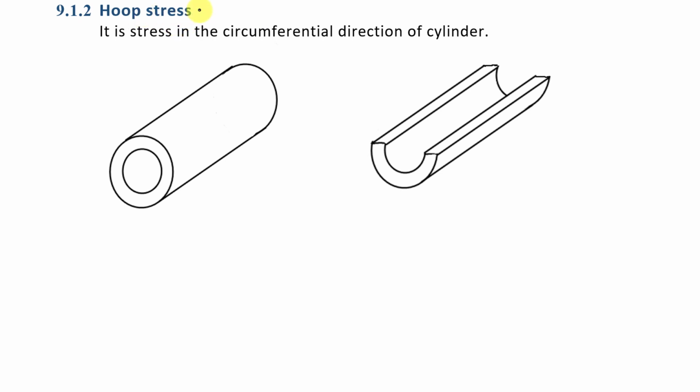Now we are going to discuss hoop stress. It is the stress in the circumferential direction of the cylinder. Means in this cylindrical pressure vessel, stress in the tangential direction is called hoop stress, and this stress is also called tangential stress or circumferential stress. Fine. Now if we take a cross section of this cylinder at any diametral direction like this, then we will get this type of cylindrical pressure vessel.